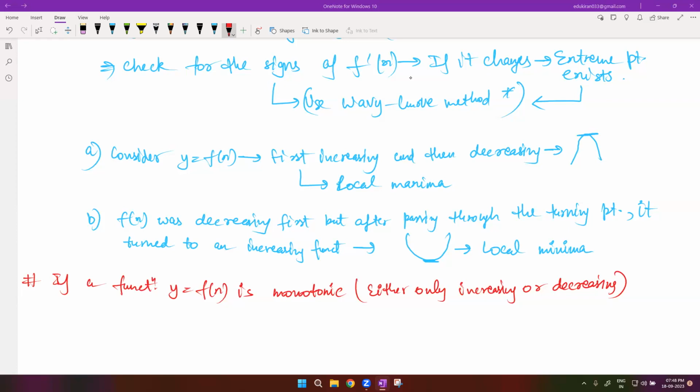So if a function y is equal to f(x) is monotonic, monotonic means either it is increasing for the whole domain or it is decreasing for the whole domain, which basically means that f dash x is either greater than 0 or f dash x is less than or equal to 0 for all x which belongs to its domain. For all x which belongs to its domain, right?